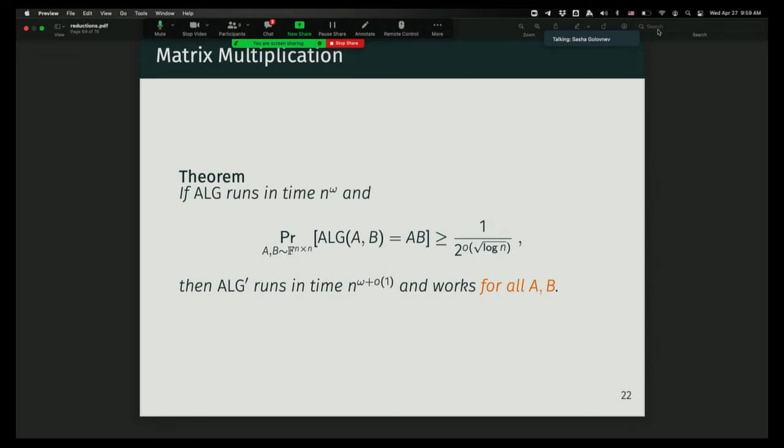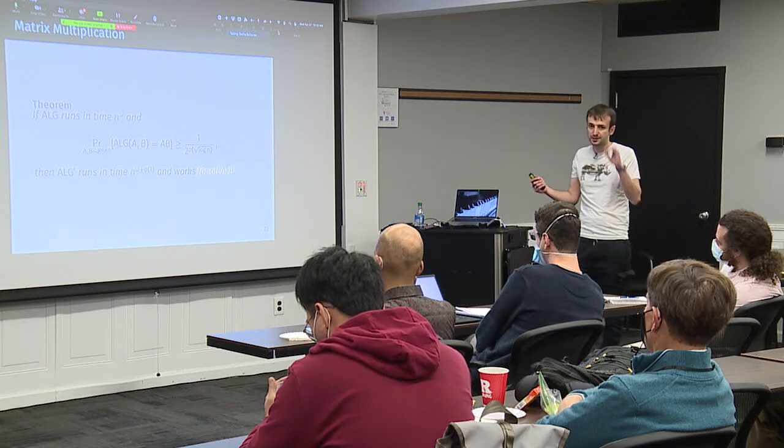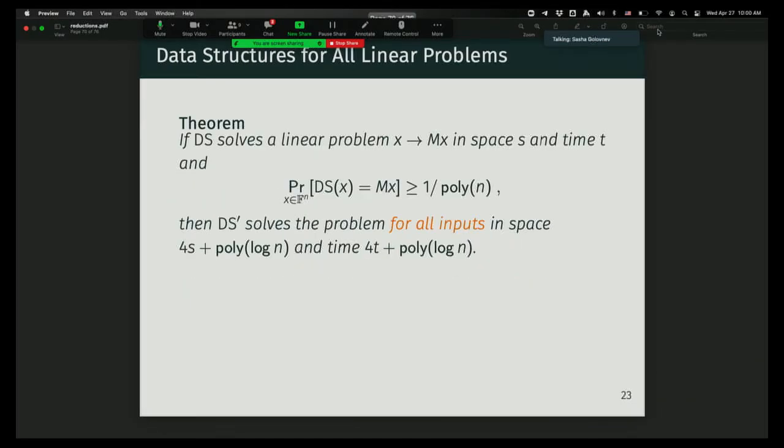So for example, for matrix multiplication, it says the following. If an algorithm runs in, say, time n to the omega and computes matrix products correctly on a fraction of inputs, even a definitely subconstant one, then I can give you an algorithm that runs in essentially the same time and works for all A and B. That's what we get for matrix multiplication. Now for static data structures, if you have a static data structure for some linear problem, any linear problem, this reduction works for all linear problems. That is, given x, you compute m times x, and you succeed only on a polynomially small fraction of inputs.